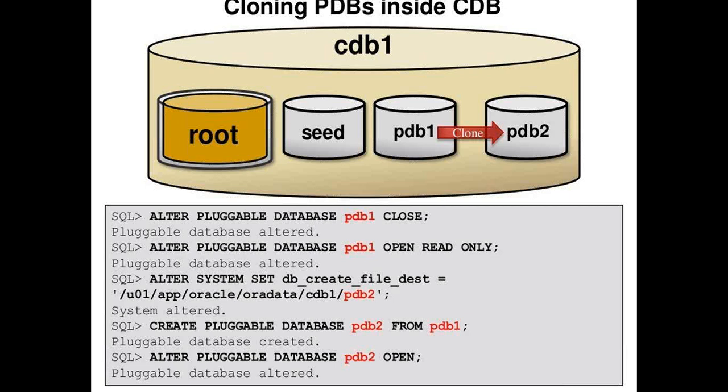So to create pluggable database 2 from pluggable database 1, the command is create pluggable database PDB2 from PDB1. So after firing this command, you are going to get one message as pluggable database is created. Now to open pluggable database 2, you need to fire this command: alter pluggable database PDB2 open.